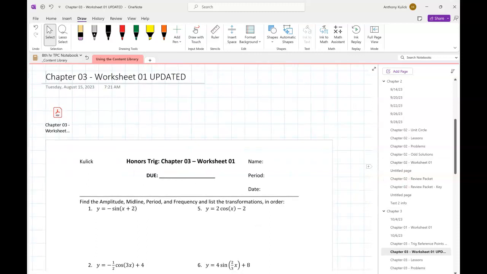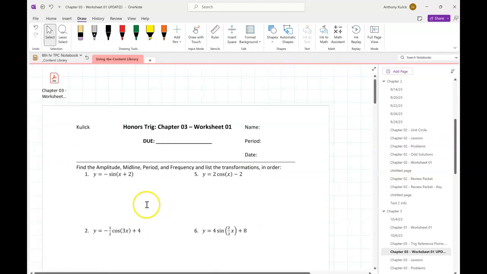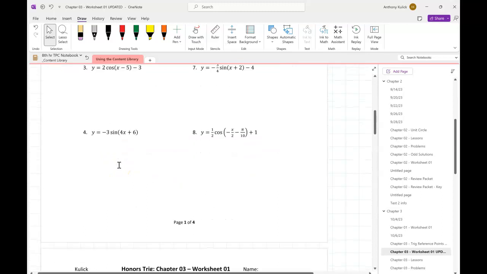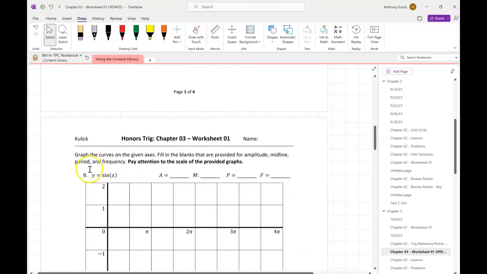is this chapter 3 worksheet 1. The first questions ask for the amplitude, period, frequency or midline, and then to describe the transformation, just like that first example we did, right? So you have some of those, and then we have some graphs. When I have a blank for A, M, P, and F, what do you suppose those stand for? Amplitude, midline, period, frequency. Correct.